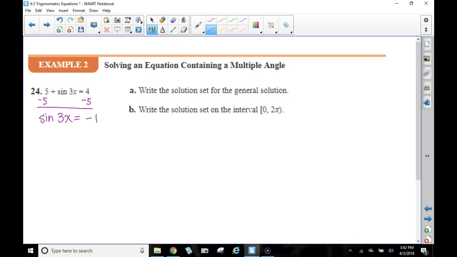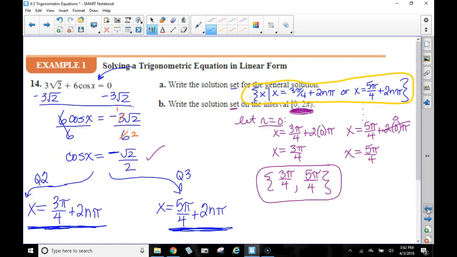Now, on the last one, probably what we should have done is said, okay, what I'm going to do next is take the inverse cosine of both sides. And so I will have x equal to all the angles that have a cosine value of -√2/2. Then we break that apart into those two places where x has a cosine value of -√2/2.